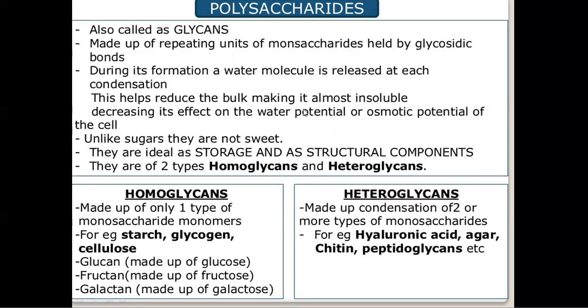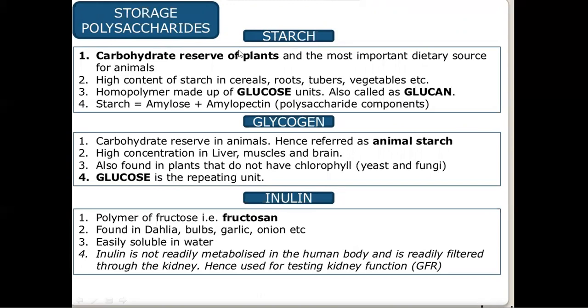Examples of storage polysaccharides are starch, glycogen, and inulin. Examples of structural polysaccharides are cellulose and chitin. So these are the examples of storage polysaccharides: starch, glycogen, inulin.